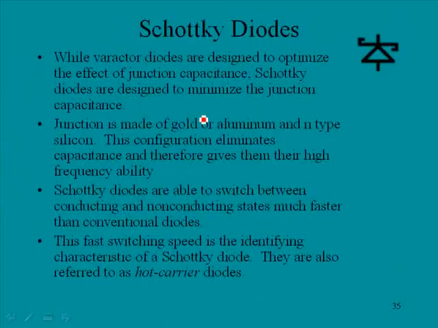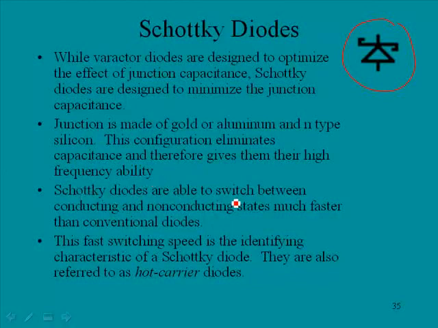Then we have a Schottky diode, and this is the schematic symbol for a Schottky diode. While Varactor diodes are designed to optimize the effect of junction capacitance, Schottky diodes are designed to minimize the junction capacitance. The junction is made of gold or aluminum and N-type silicon. So you notice the P-type material is taken away and it's replaced with either gold or aluminum. This configuration eliminates capacitance and therefore gives them their high frequency ability.